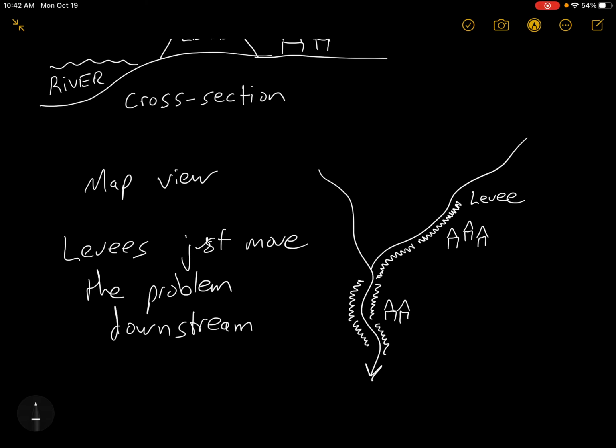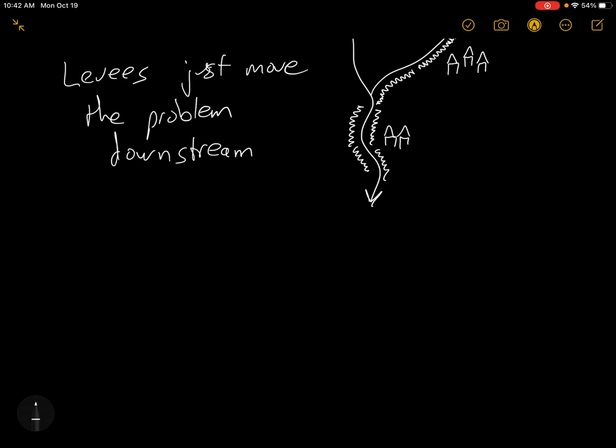Now, if there's something really important that needs to be protected, maybe it's a power plant, maybe it's a hospital, maybe it's an evacuation zone where people are going to go during emergencies, then sure, a levee can make some sense. But in terms of a long-term solution for a big area, levees don't work all that well.